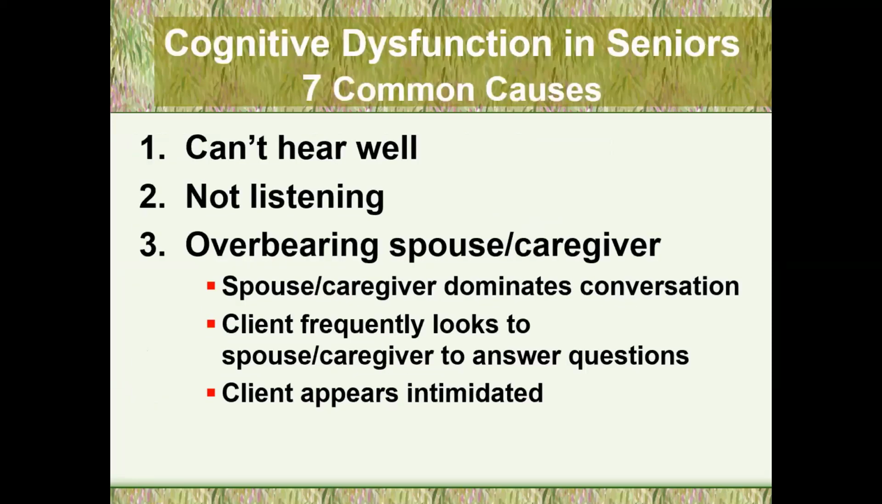Next slide, please. What are the 7 common causes of cognitive dysfunction in older adults? So here are the first 3. The person can't hear well, or they're not listening. And it may sound curious that that's a cause of cognitive dysfunction, but it certainly can be confused with cognitive dysfunction. If somebody can't hear, they often will misinterpret, or they literally can't hear what's being said to them. So how are they going to remember and interpret it?